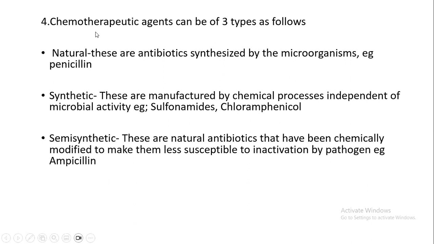Chemotherapeutic agents can be of three types. Either natural, meaning they are naturally synthesized by microorganisms and purified from them, for example, penicillin. They can be synthetic, meaning they are synthesized by chemical processes independent of the microbial activity, which includes sulfonamides and chloramphenicol, or they can be semi-synthetic. So these are natural antibiotics that have been chemically modified to make them less susceptible to inactivation by pathogens, for example, ampicillin.